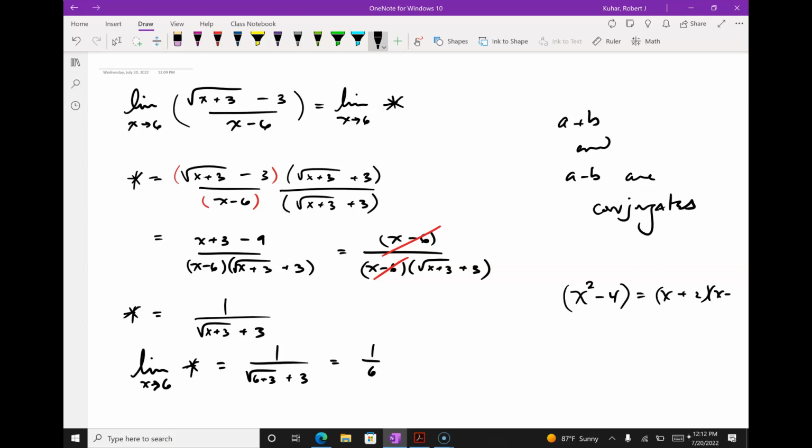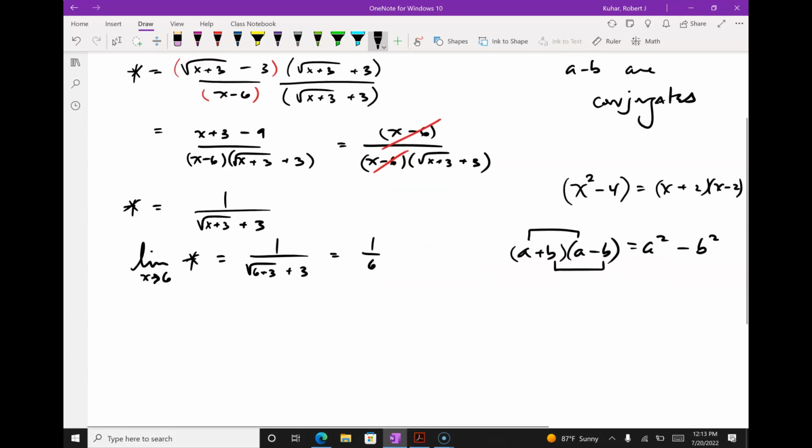So the key is what happens when I distribute conjugates. I get a squared minus b squared because the middle terms, a positive ab and a negative ab, cancel each other out. There are no middle terms there, right? And so that's the trick I'm using, because notice what happens upstairs. There is no more radical, right? And that's why we're doing it.